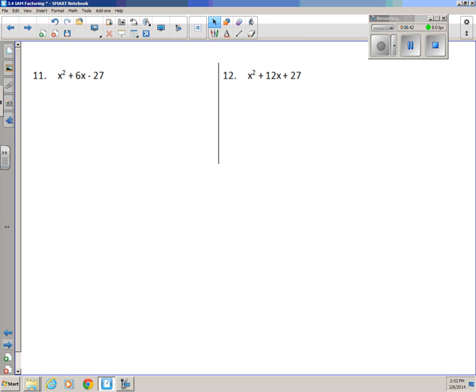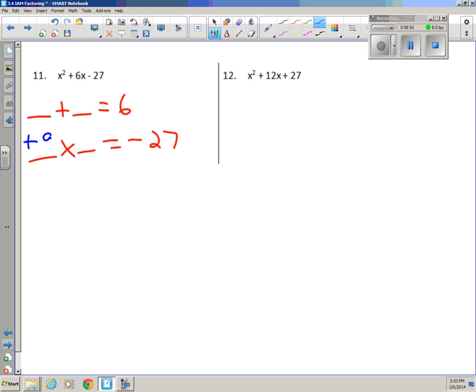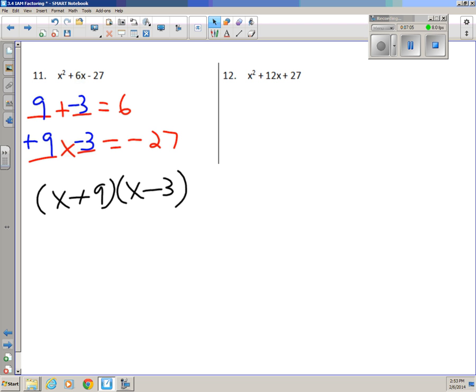If we keep going, I'm going to stop writing IAM, but I know that I'm looking for two numbers that add to 6. Same two numbers multiplied to negative 27. Signs have to be different. I'm going to do a positive 9 and a negative 3 because that's what gives me those numbers that I need. So one parenthesis has the positive 9, the other parenthesis has the negative 3.